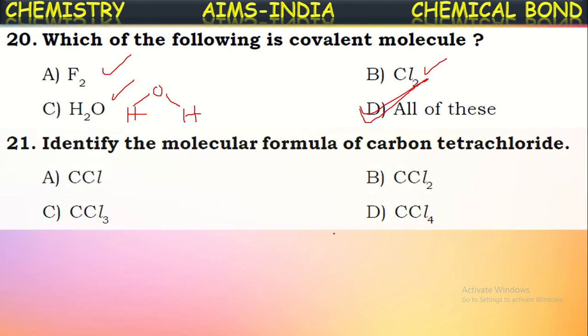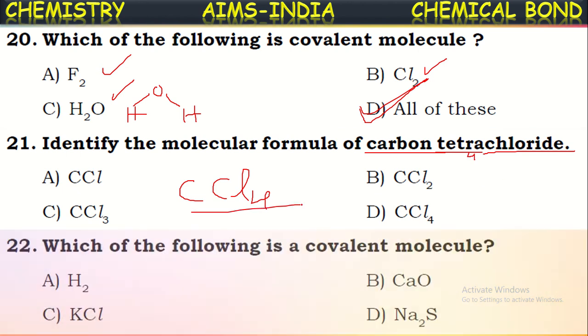Okay. Next one. Identify the molecular formula of carbon tetrachloride. In the name itself, it is carbon tetrachloride. So, 4 chlorine atoms combined with one carbon atom to form carbon tetrachloride. So, the molecular formula is CCl4. Here we can understand this tetra. Tetra represents 4. Carbon with 4 chlorine atoms, CCl4.